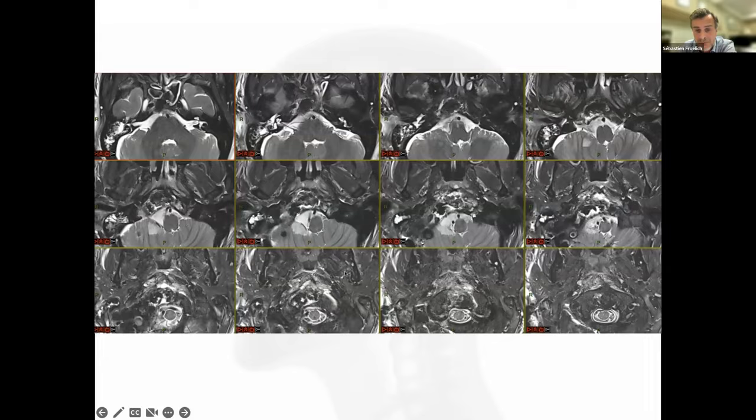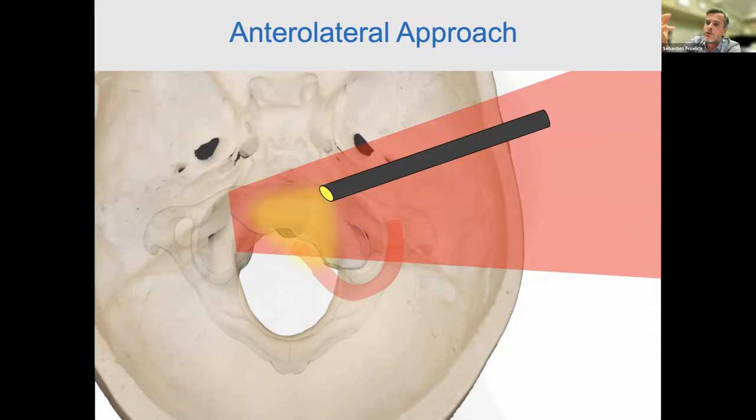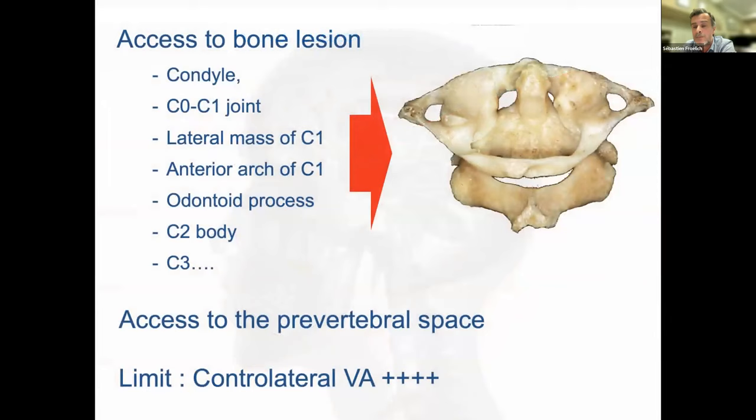I finish with two cases where we choose an anterolateral approach, which is also very nice. It's more for unilateral tumors, not expanded bilaterally like the previous cases. And it's nice for tumors going down to C2, C3, because with an anterolateral approach, you can expose completely the cervical spine from C0 to C7.